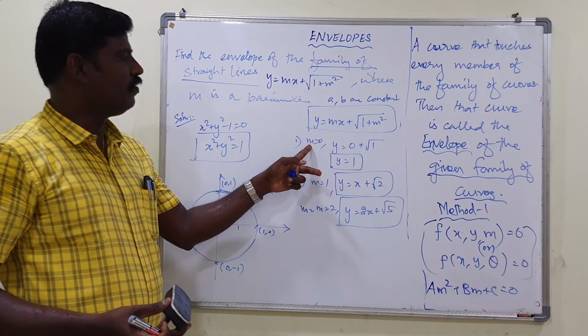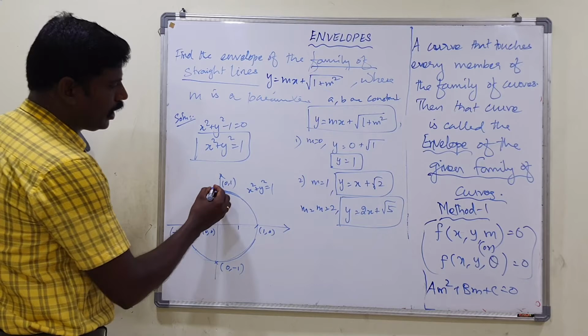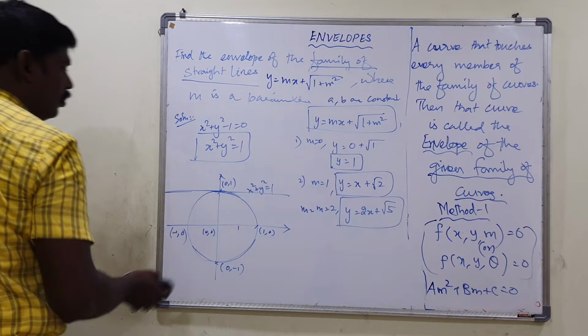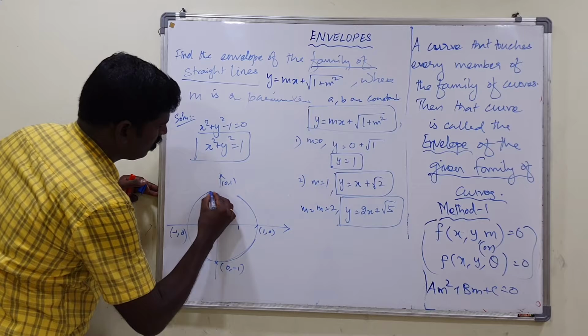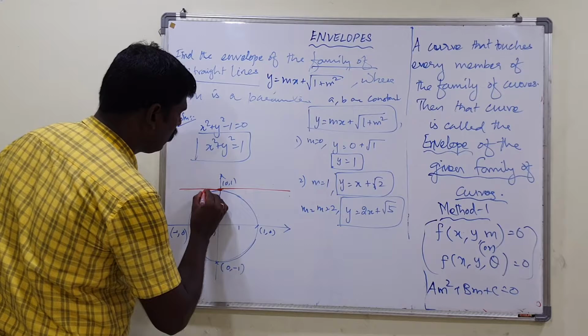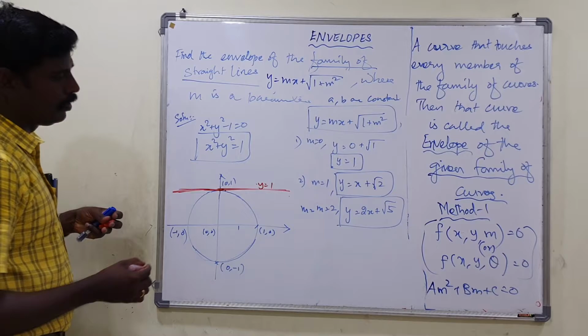What you will get, when you are putting m equal to 0, you will get y equal to 1. Where is that equation y equal to 1? Taking 1 unit in y axis, draw a line horizontal to x axis, isn't it? Look at that. So take 1 unit in y axis and draw a straight line parallel to x axis. Look at here.